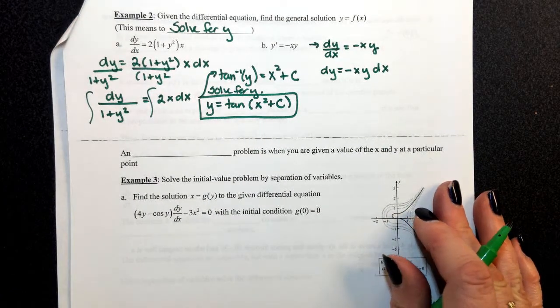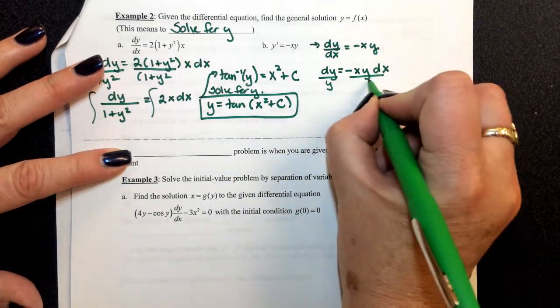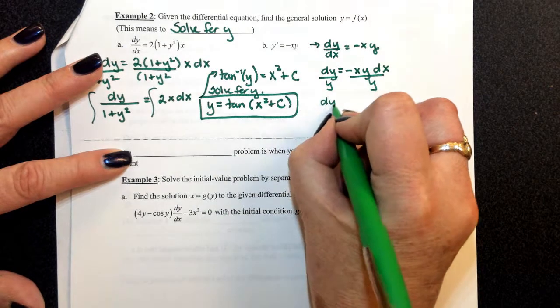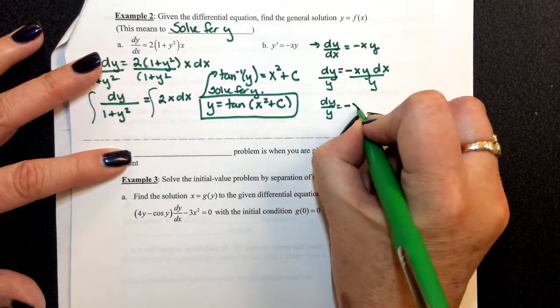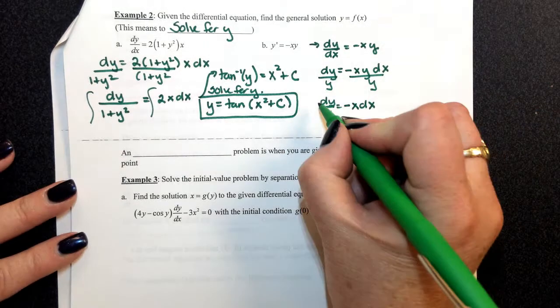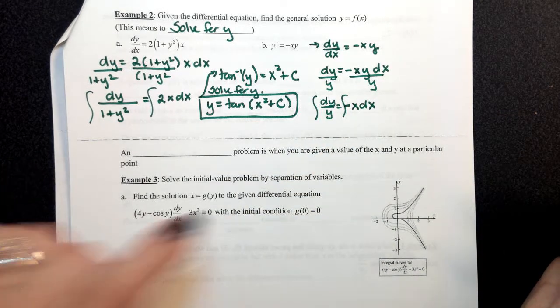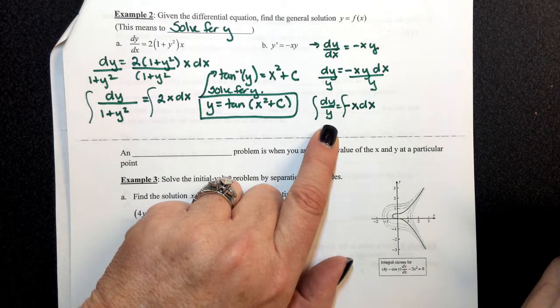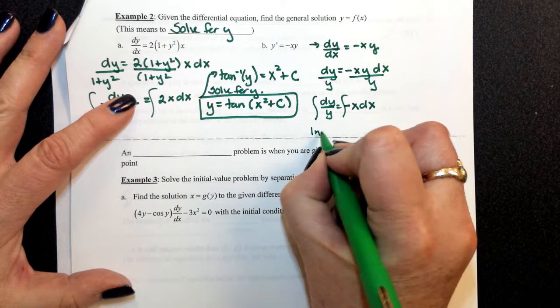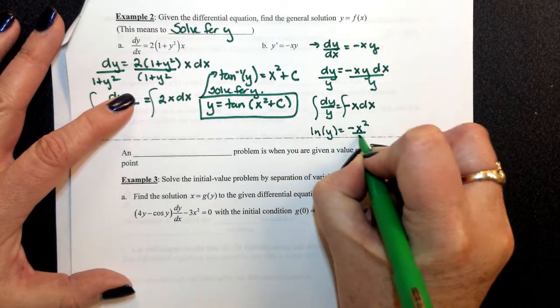Again, you want to move anything that has a y to the other side of the equation, so I'm going to divide both sides by y. So dy over y is equal to negative x dx. And again, I'm going to integrate both sides of my equation. So what is the integral of dy over y going to be? Natural log of y is equal to negative x squared over 2 plus c.